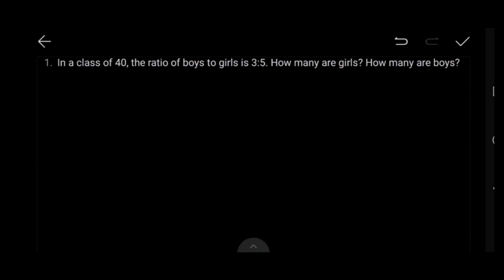So, let us have our first example. In a class of 40, the ratio of boys to girls is 3:5. So, how many are girls and how many are boys?